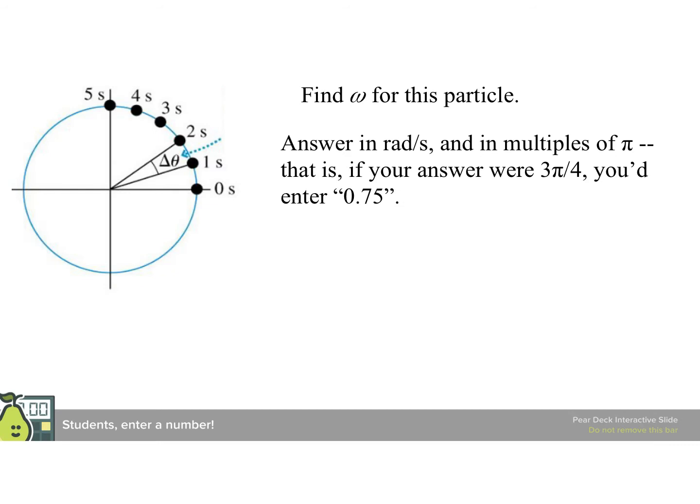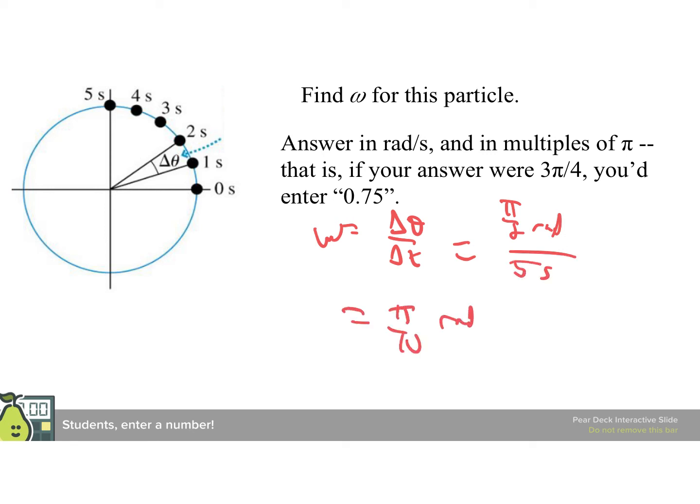All right, let's find omega for this particle. Let's answer in radians per second and in multiples of pi. In other words, we generally don't multiply through by the pi until we're going to take actual physical measurements because we don't have meter sticks calibrated in pi. So omega is delta theta over delta t, and we could say that it goes through pi over 2 radians in 5 seconds. So that is pi over 10 radians per second, or the way it was phrased here, 1/10 pi radians per second.